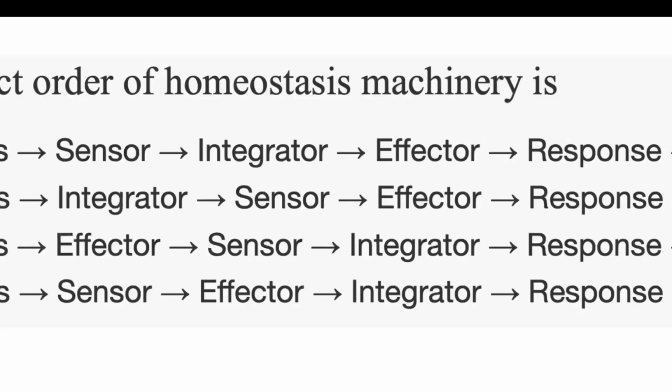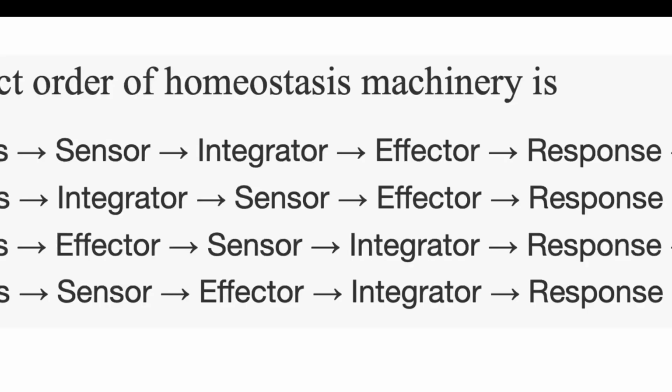Now moving ahead with the 8th question. What is the correct order of homeostasis machinery? You have to tell me what is the correct order of homeostasis machinery. Option A, stimulus, sensor, integrator, effector, response, result. Is this the correct order? Or option B, stimulus, integrator, sensor, effector, response, result. Is this the correct order?